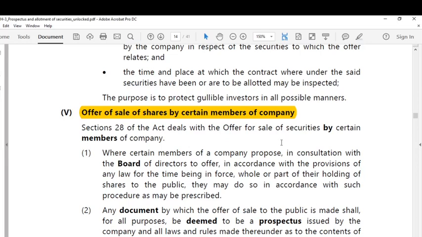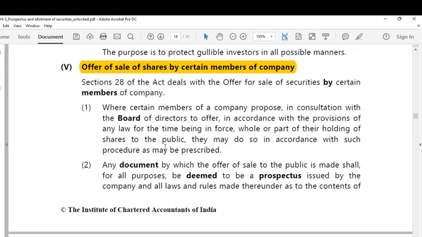And the last point talks about offer for sale of shares by certain members of a company. So section 28 of the act deals with the offer for sale of securities by certain members of the company. So whenever certain members of the company want to offer their holdings in a company through the company, they have to seek the permission of the board of directors to offer so. And in accordance with the provisions of the law in force, a whole or part of the holdings of shares of the company can be offered to the public.